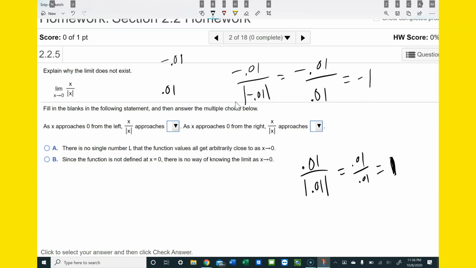I approach two different function values if I approach x equals 0 from the left side of 0 versus from the right side of 0. So there is not just one function value that we're approaching as x approaches 0. Therefore, the limit does not exist.